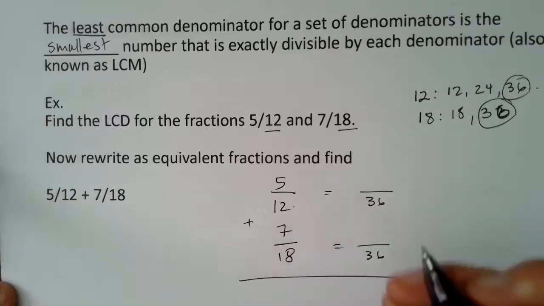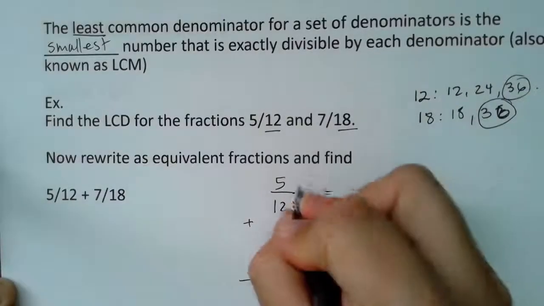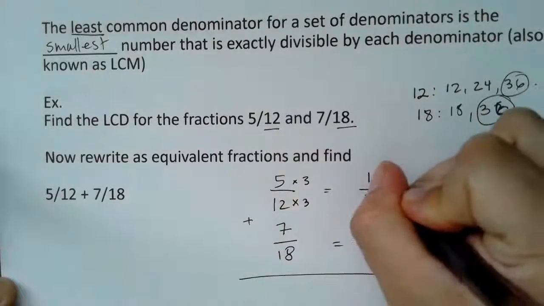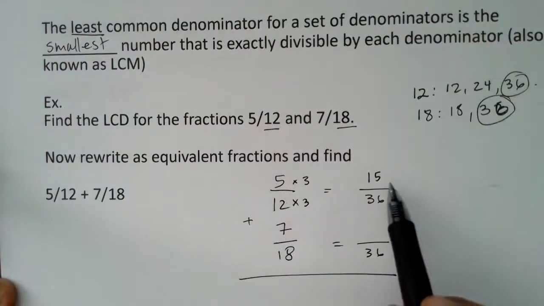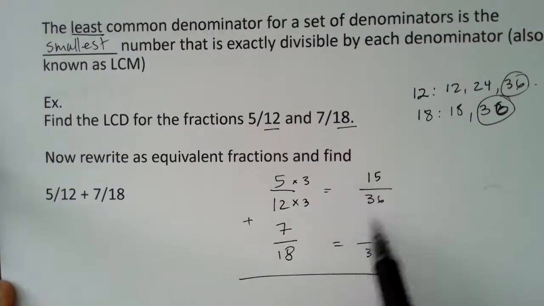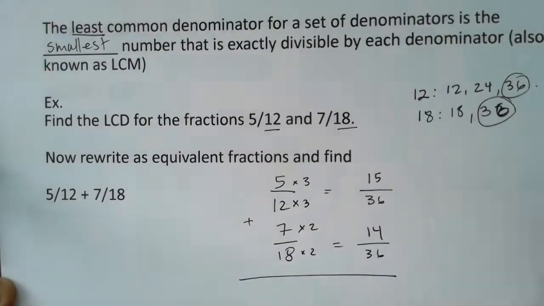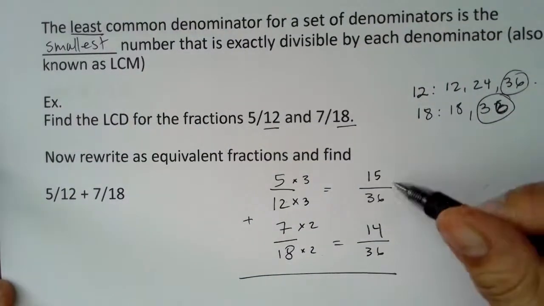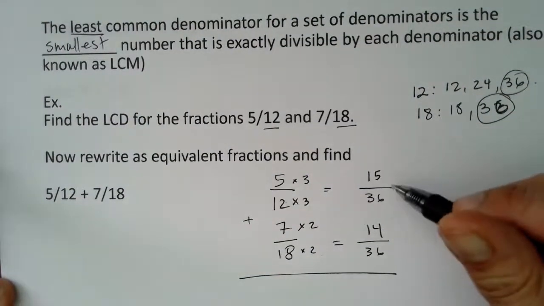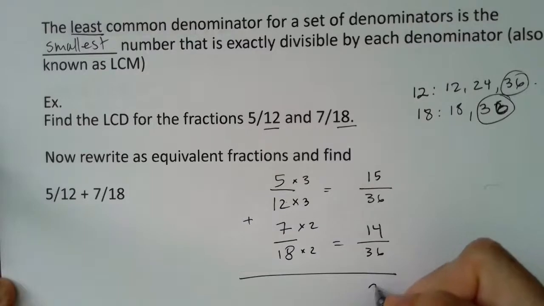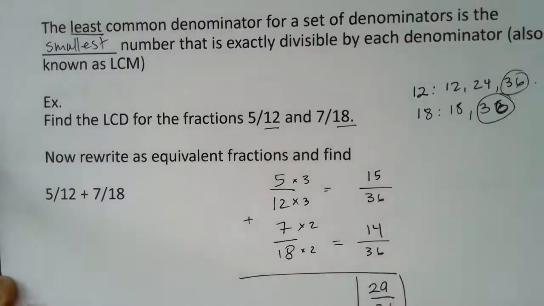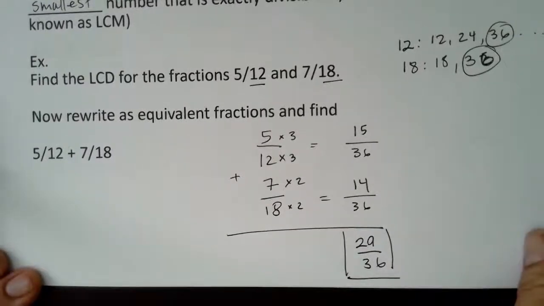So in this case, I can multiply top and bottom by 3, that's allowed, and rewrite 5 12ths as the equivalent fraction 15 over 36. And 7 18ths, I can multiply top and bottom by 2, and I would get 14 over 36. And now, we have the same common denominator, and we can add across the top, giving us 29 over 36. And that is the answer to that.